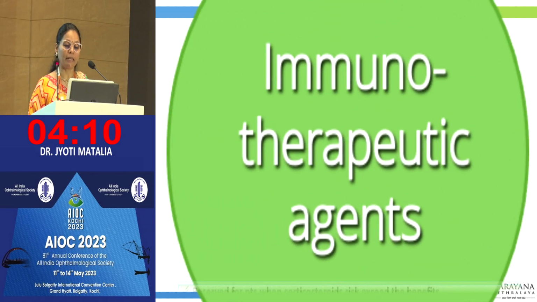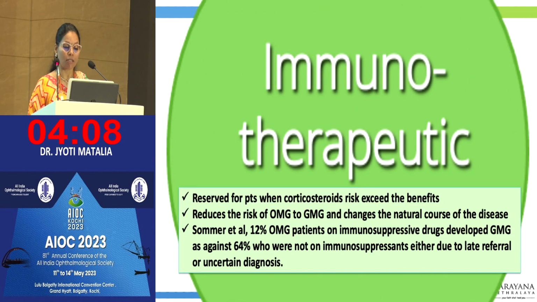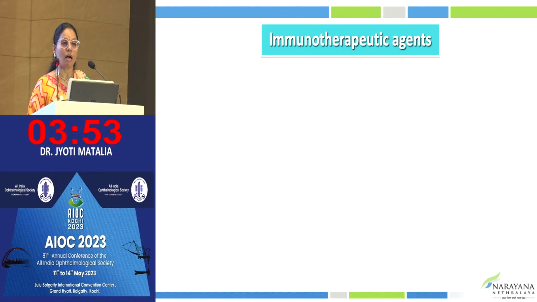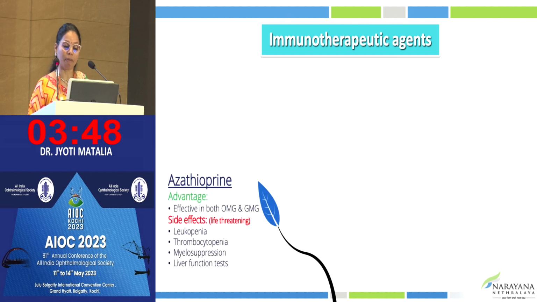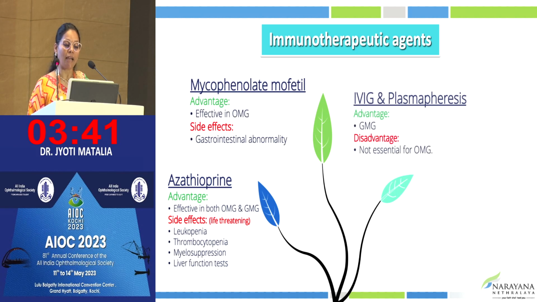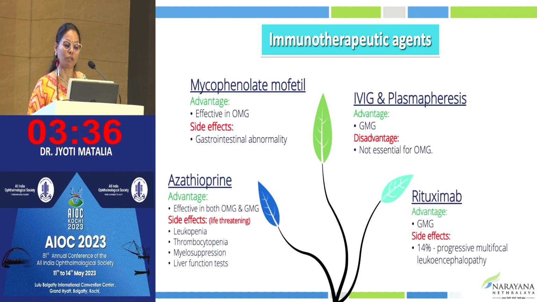Then the immunotherapeutic agents, which are important for long-term cases, and when corticosteroid risks are much more than the benefits. There are studies that show that conversion to GMG, that is generalized myasthenia, is significantly less if you give immunosuppressive agents. That is important in severe cases to allow long-term immunomodulation, and this includes azathioprine, which is good for ocular as well as generalized cases, then mycophenolate mofetil, which is good in ocular cases, but IVIG and plasmapheresis are reserved for severe and generalized cases, along with rituximab.